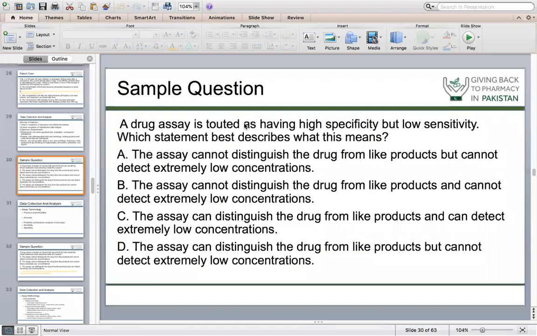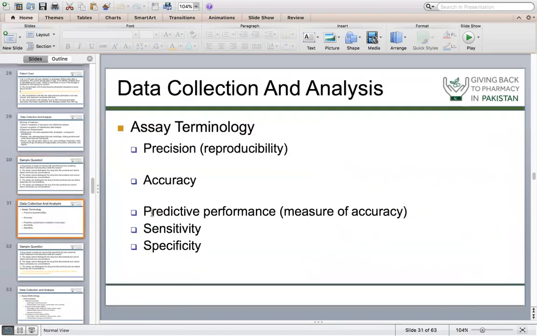All right, all of you know this concept, so I do not need to emphasize more. Very nice. Everybody is answering perfectly. Thank you. That's the right answer. D is the right answer. Okay, so you are already aware of this concept. Assay terminology: precision, accuracy, predictive performance, sensitivity, and specificity.